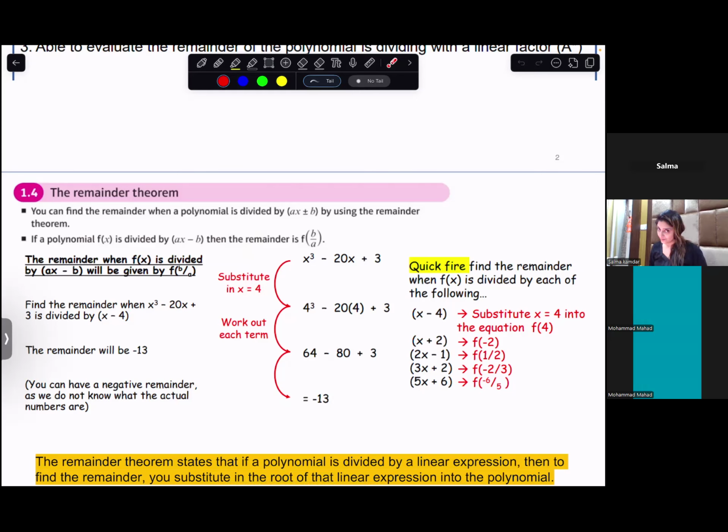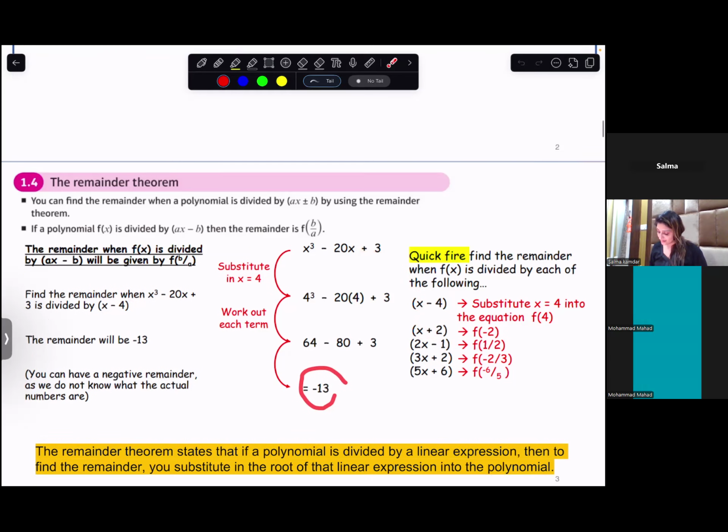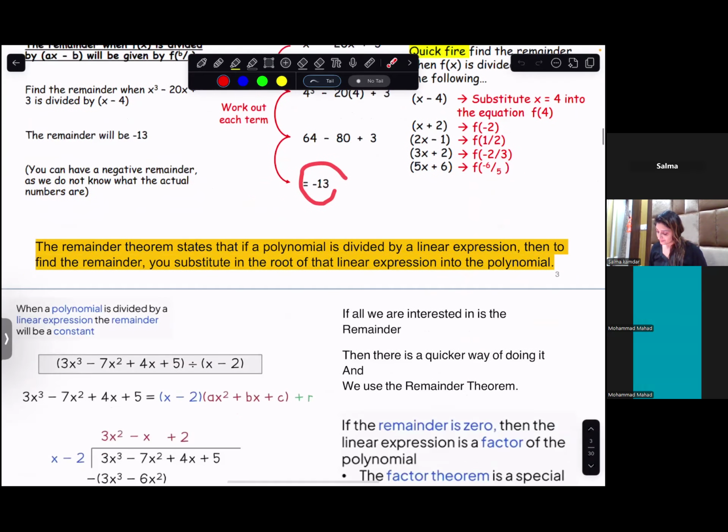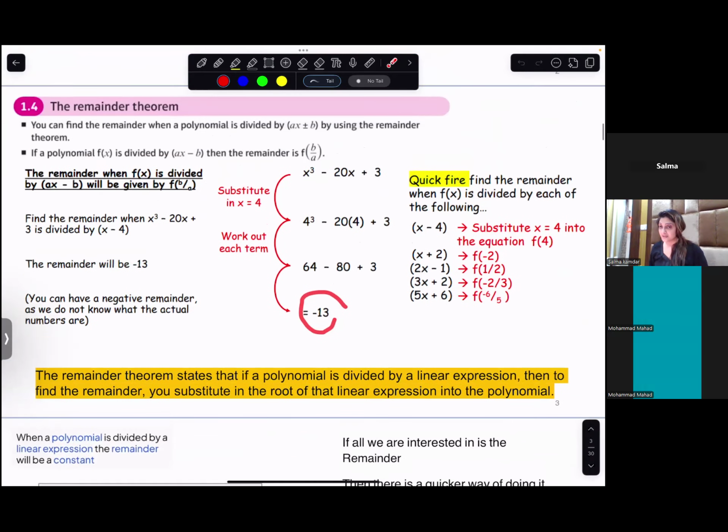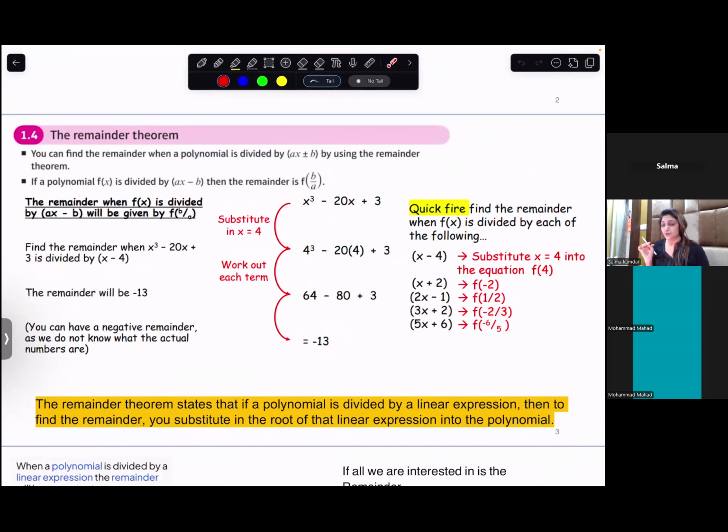Now I have x plus 2. So in this equation, what should I substitute? Minus 2. x is equal to minus 2. If I substitute x is equal to minus 2 in this equation and I do not get a remainder, what does this mean? It is a factor. x plus 2 is a factor and x is equal to minus 2 is a root.